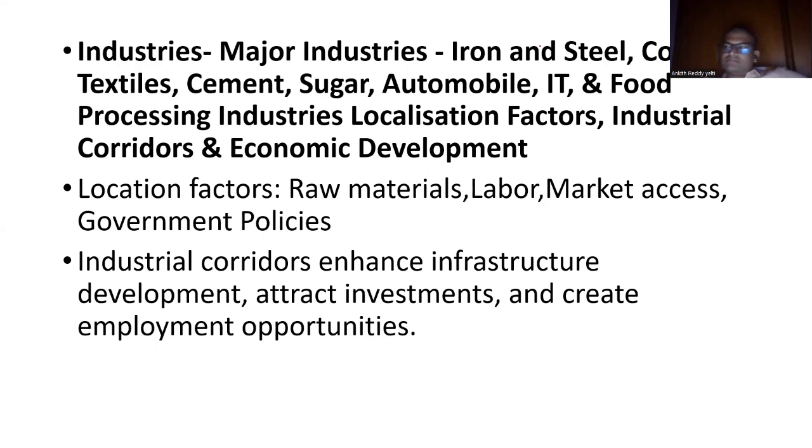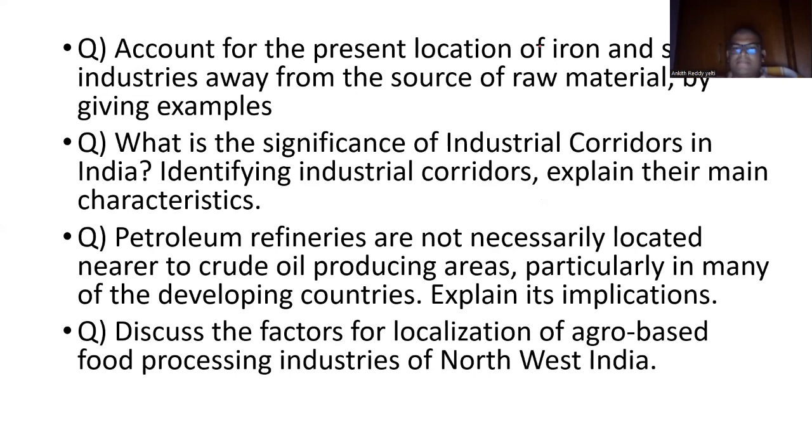Because of the railway network, cotton raw material was transported to other areas within the state and within the country, and because of humidifiers, spinning mills were established. So whenever you talk about location areas, you have to focus on raw material, labor, market access, and government policies. Through these points, you have to write the answer whenever you are talking about location factors. And industrial corridors help in infrastructure development, attract investments, and create employment opportunities.